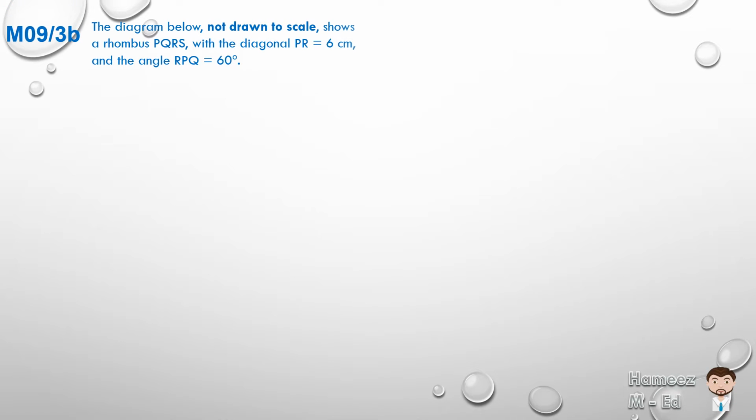May 2009, number 3b. The diagram below, not drawn to scale, shows a rhombus PQRS with the diagonal PR equal to 6 centimeters and the angle RPQ equal to 60 degrees.